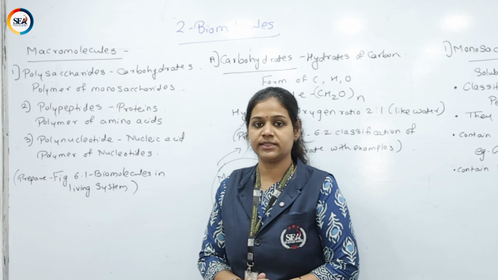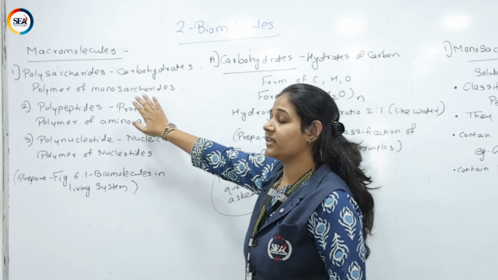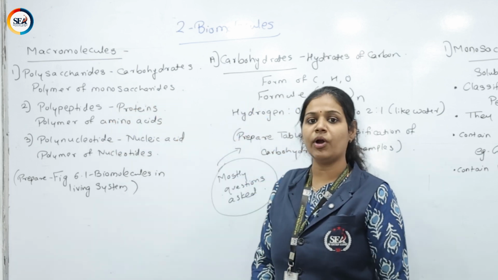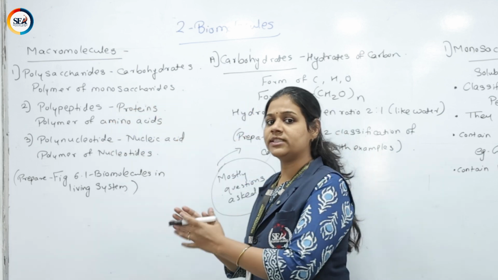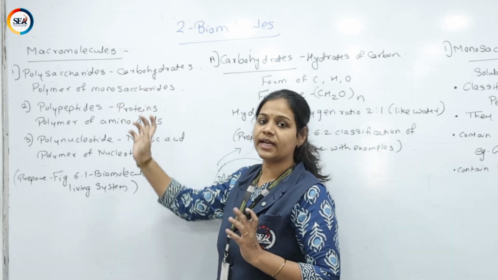First are polysaccharides. What are polysaccharides? They are also called as carbohydrates. They are the polymers of monosaccharide. Polymers means what? There are many repeating units present of the monomers. The monomer of polysaccharide is monosaccharides.